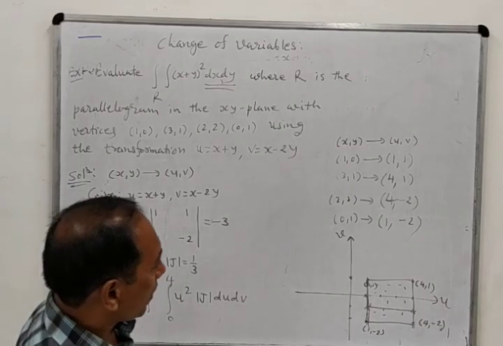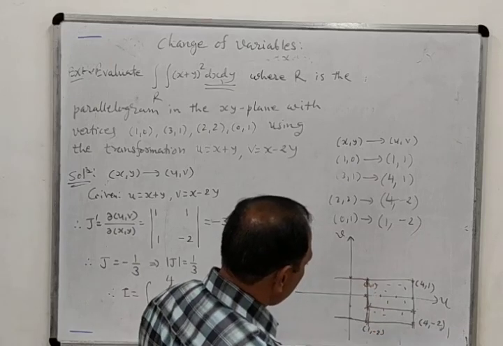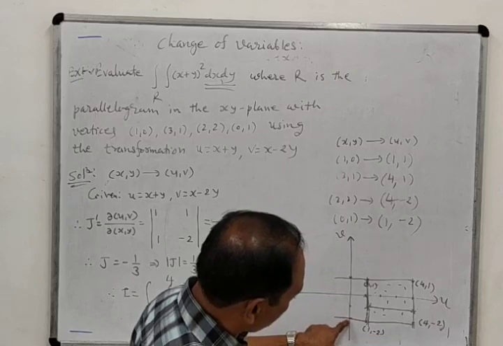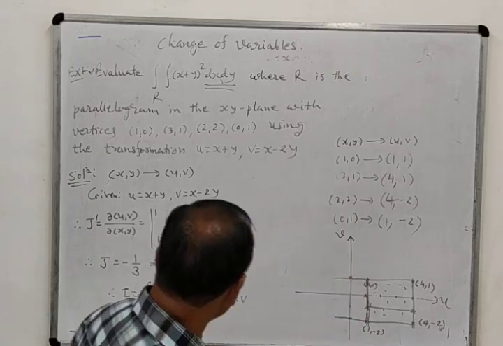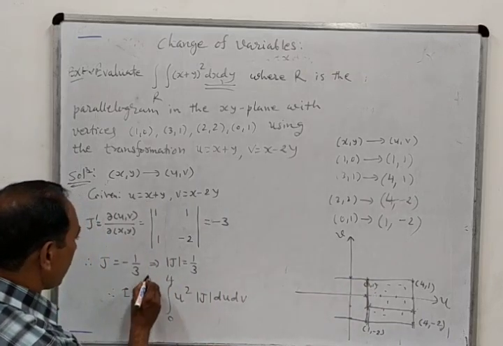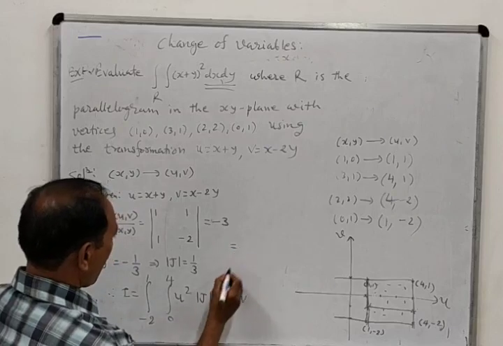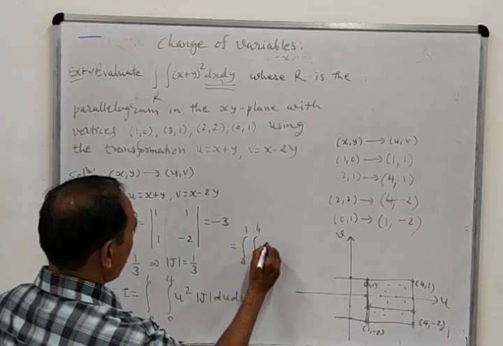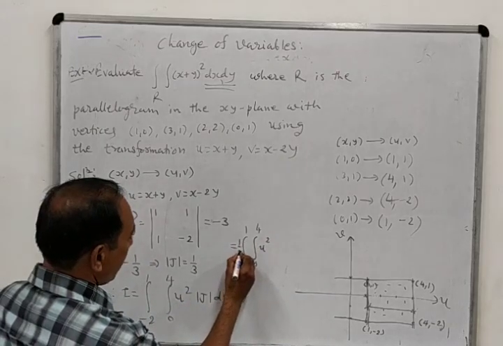Then see the v axis. Here the region starts from this point where v equal to minus 2. You can see v equal to minus 2 and it ends at this point where v equal to 1. So minus 2 to 1. Okay. So this problem will now become integration minus 2 to 1, 1 to 4, u square, Jacobian J, modulus J is 1 by 3. So 1 by 3 I will write down outside.